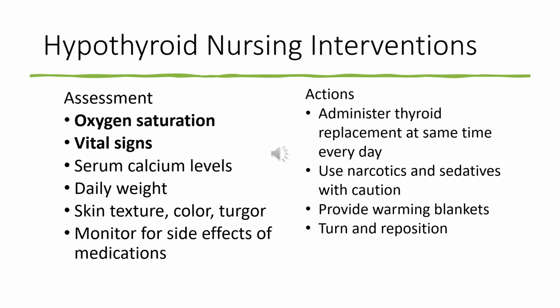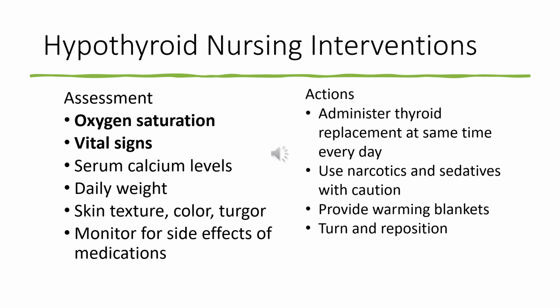For hypothyroid nursing interventions, we definitely want to look at our assessment: see what our O2 is at, our vital signs, our serum calcium levels. Again, ask yourself why calcium. Maybe if that thyroid is not working very well due to a surgery or injury or cancer, there is a high likelihood that the parathyroid is not working very well. So we need to check those calcium levels. Daily weight, skin texture, color, turgor, and monitor for the side effects of medications.